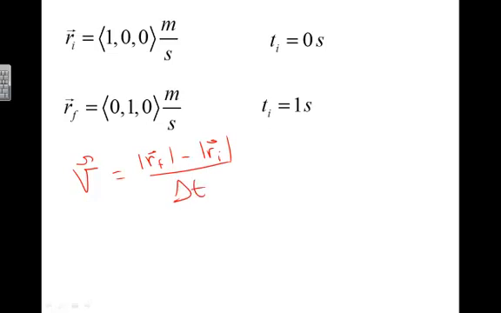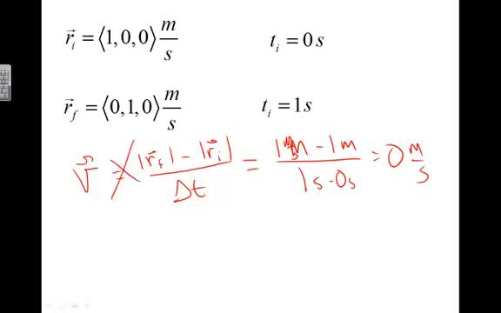And that turns out to not be the case, because for this particular example right here, for this r final, this r initial, if you go ahead and use this formulation, well, the magnitude of r final is 1, the magnitude of r initial is 1, divided by 1 second minus 0 second comes out to be 0 meters per second. That's clearly not the case.